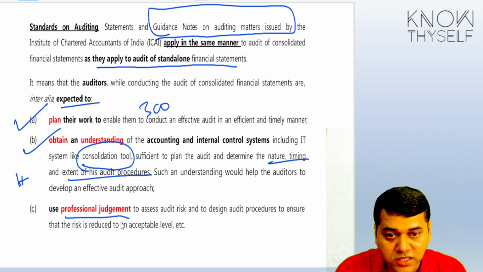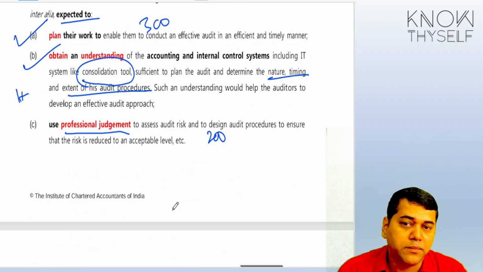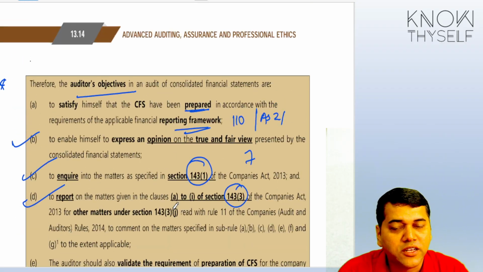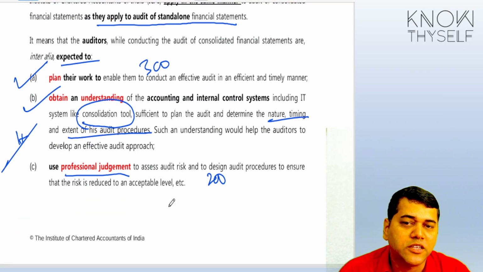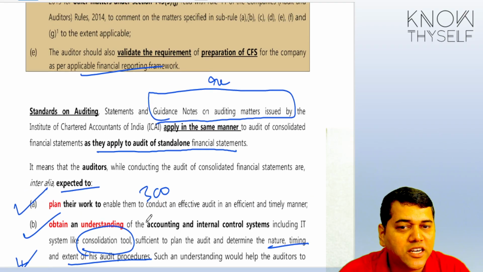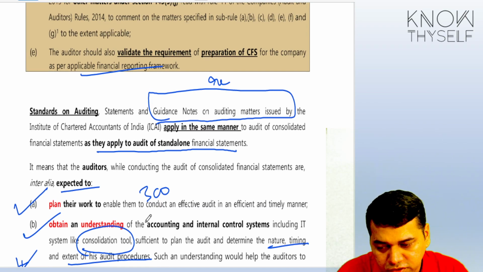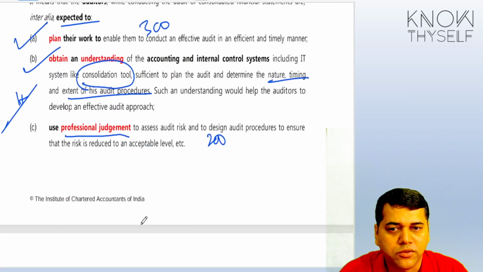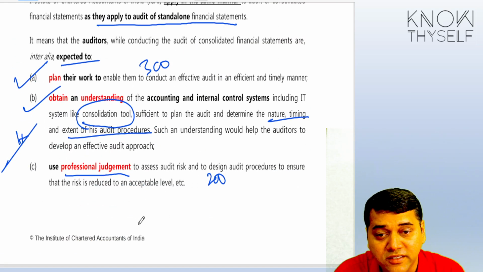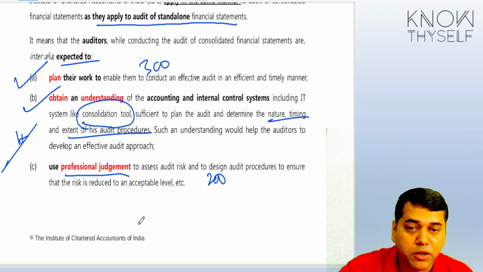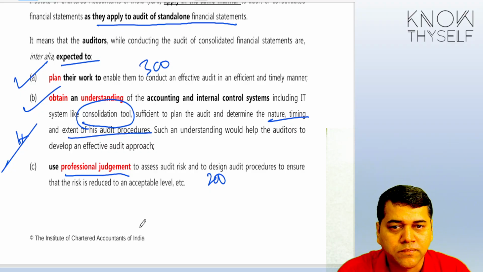Now use your professional judgment as per SA 200 to reduce risk to an acceptably low level. Okay, so this is the responsibility of the auditor. You can talk about this responsibility and the specific responsibilities as per the standards, because every standard becomes applicable to you. Whatever standards are applicable for SA or standalone financials are applicable here also. So you can think about using the work of an internal auditor, bringing in an expert, SA 620, sufficiency and appropriateness of evidence, tests of control, substantive procedures. Everything becomes applicable here.